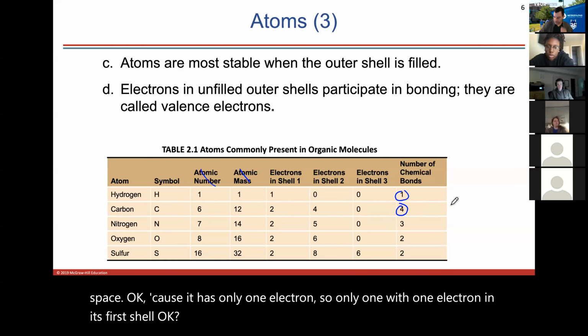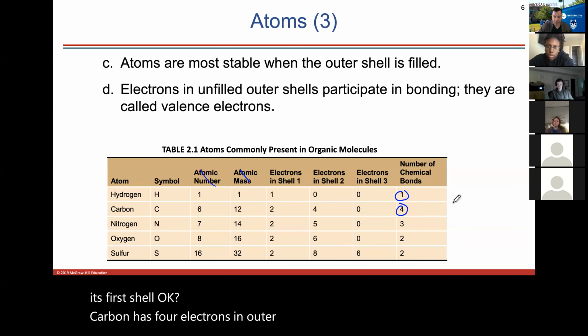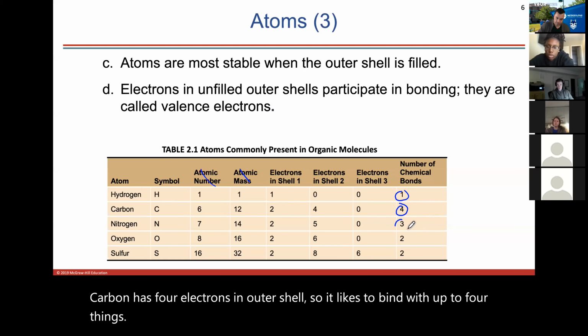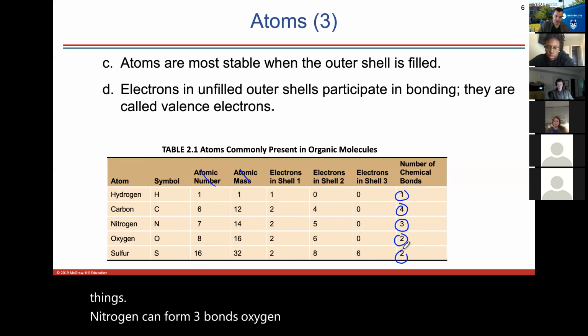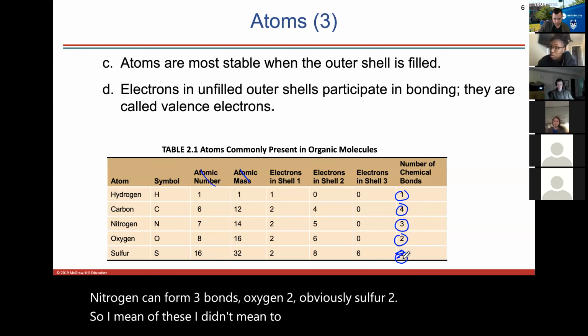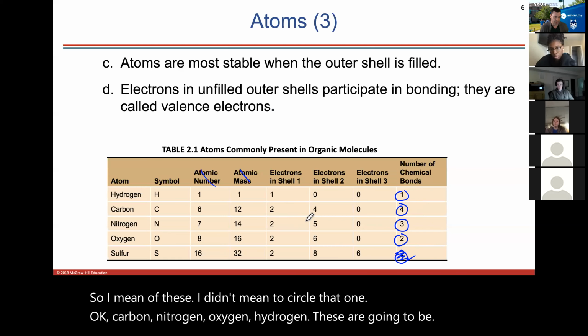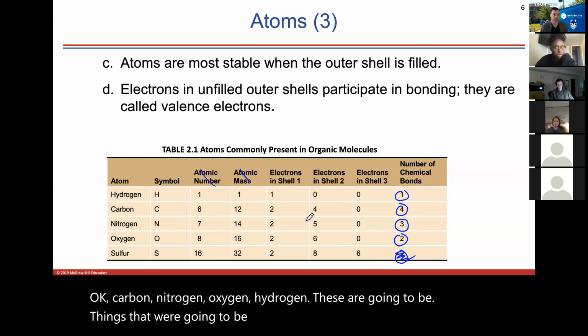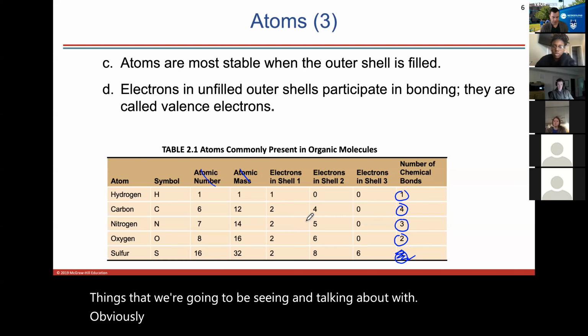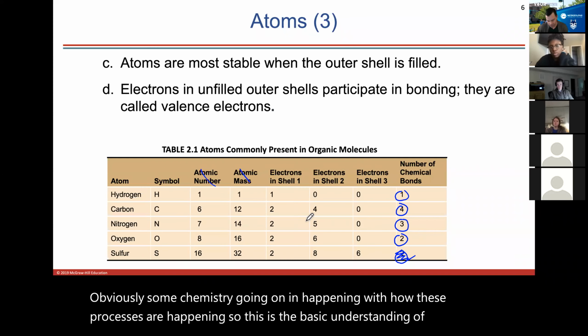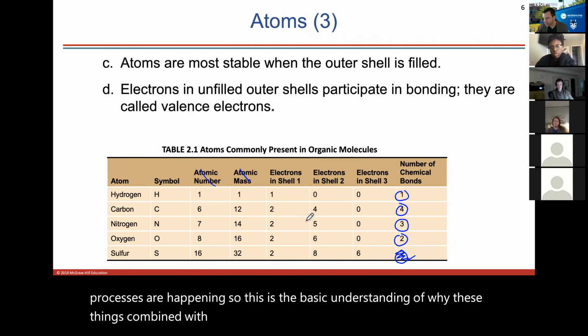Carbon has 4 electrons in that outer shell, so it likes to bind with up to 4 things. Nitrogen can form 3 bonds, oxygen 2, obviously, sulfur 2. Okay, carbon, nitrogen, oxygen, hydrogen, these are going to be things that we're going to be seeing and talking about, with obviously some chemistry going on and happening with how these processes are happening. So this is the basic understanding of why these things can bind with that number of things, okay?